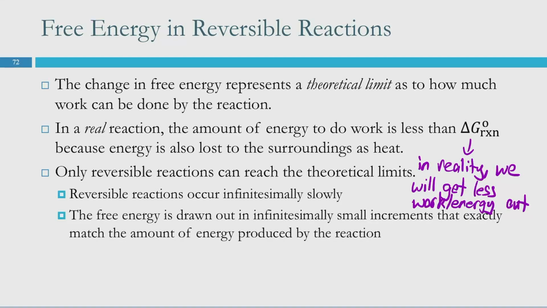And the reason for that is that only reversible reactions can reach those theoretical limits. Reversible reactions occur in tiny, tiny, tiny little steps. They're incredibly slow, and it's drawn out in small increments in a process that matches the amount of energy produced by the reaction. So this would be like if you wanted to lift a puppy off of the floor to put it up onto your bed to snuggle with it. You would grab the puppy, and then in the smallest amounts possible, you'd be lifting the puppy up. So you'd spend the rest of your life lifting this little tiny puppy to get it up onto your bed so that it would be reversible.